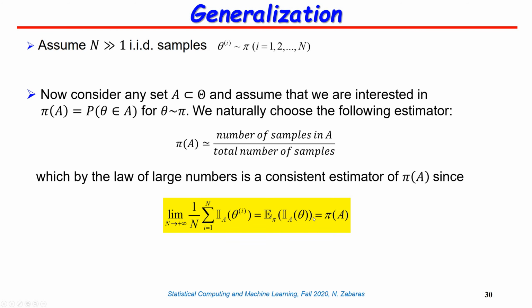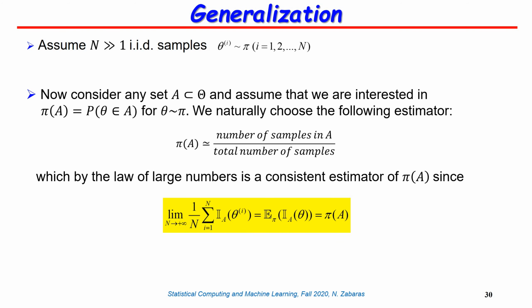Now, where is this coming from? If you think about this expectation, it is an integral over the domain theta of this indicator function times pi of theta d theta, and this indicator function is only non-zero inside A, so effectively what you get is pi of A. So if you want to compute the probability pi of A that theta is in A, then the number of samples that are in A divided by the total number of samples gives you your Monte Carlo approximation, similar to what we have done with the dart throwing experiment.